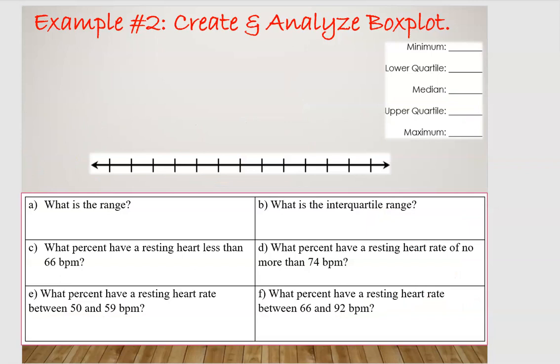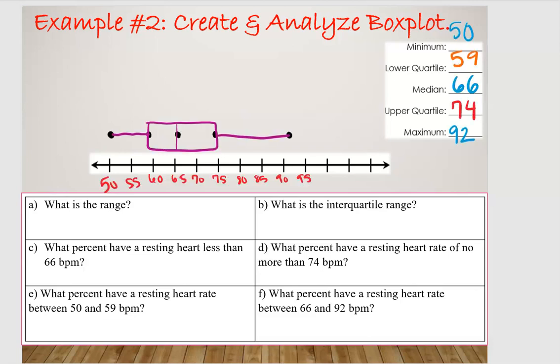So the question that we're going to be asked first is, what is the range? So let's go ahead and I'm going to move my box and whisker plot over here so we can see it. And just like some magic, we have our box and whisker plot and our 5-point summary that showed up. So to find our range, we need to take our absolute maximum and subtract our absolute minimum. So in this case, it's going to be our max, which was 92, minus our min, which was 50, to give us that our range is 42.